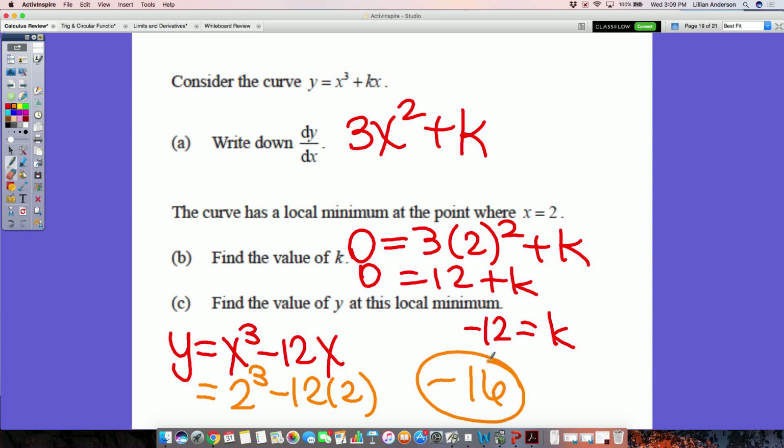You could also confirm that by graphing the original function and seeing that the lowest value is negative 16. I thought you said graphing wouldn't work. Graphing will work to help you find a minimum now that you have your function. But if you didn't know what k was, you couldn't graph it to figure out your minimum.